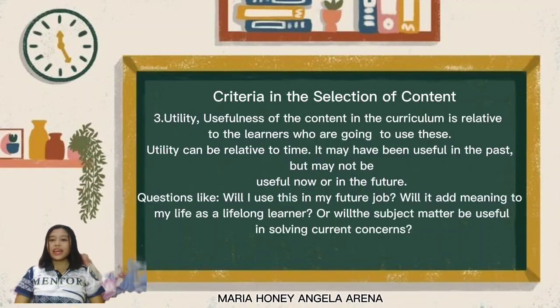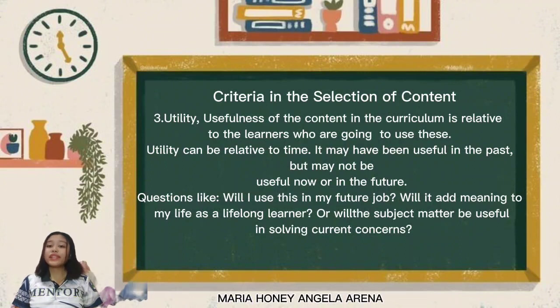Utility. Usefulness of the content in the curriculum is relative to the learners who are going to use this. Utility can be relative to time. It may have been useful in the past, but maybe not useful now or in the future. Questions like, will I use this in my future job? Will it add meaning to my life as a lifelong learner? Or will the subject matter be useful in solving current concerns? It points out that usefulness of curriculum content varies for different learners and over time, raising questions about its relevance to future careers, lifelong learners, and current issues.